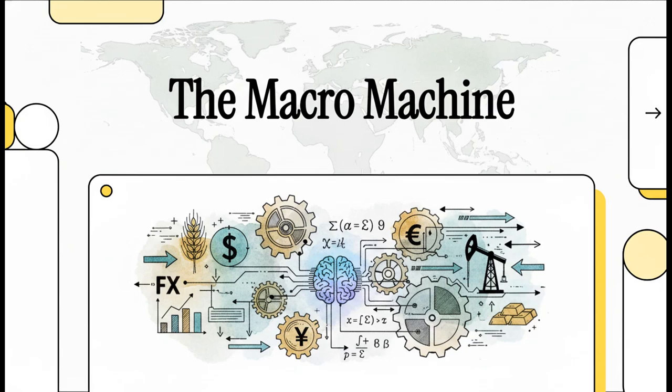Welcome to The Explainer. Today, we're diving straight into what I like to call the macro machine. We're going to unpack some incredibly powerful quantitative strategies straight out of chapters 8 and 9 of 151 Trading Strategies. We are completely zeroing in on foreign exchange, or FX, and commodities. Now, these aren't just any asset classes.